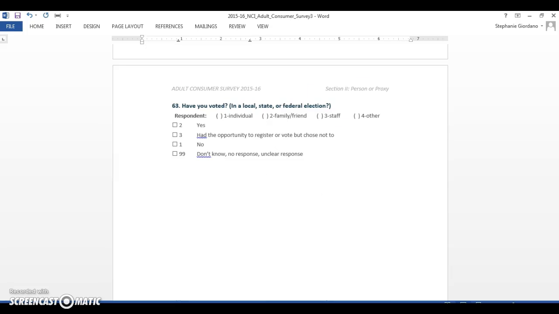Question 63 is new this year. We ask, have you voted? And this is if the person's ever voted in a local, state, or federal election. And similar to that self-advocacy question, the middle response is that the person had an opportunity to register or vote, but chose not to do so.